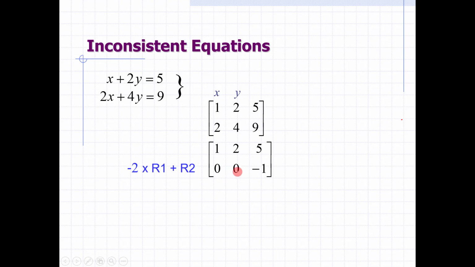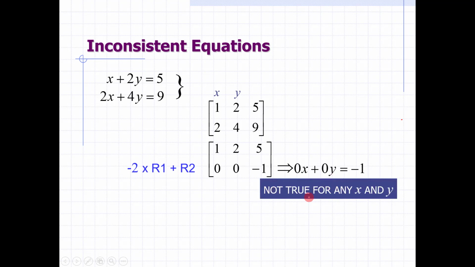So think about what this equation means. If we write the second equation out, we end up with 0x plus 0y equals -1, which basically says that 0 equals -1. And that's impossible. There are no x and y that could make 0 equal -1, which means that there's no solution for this system of equations. And we call this inconsistent.